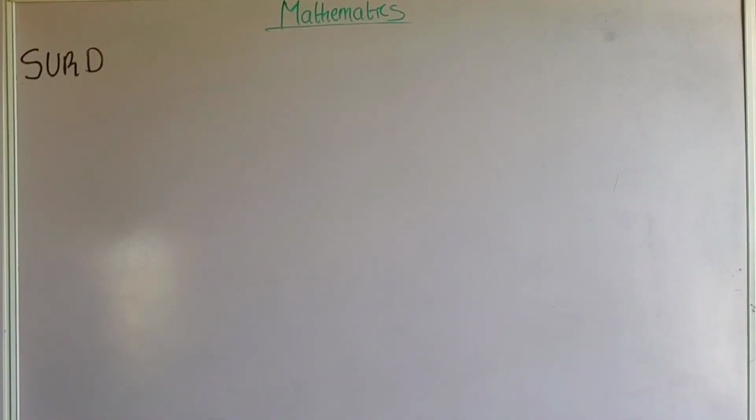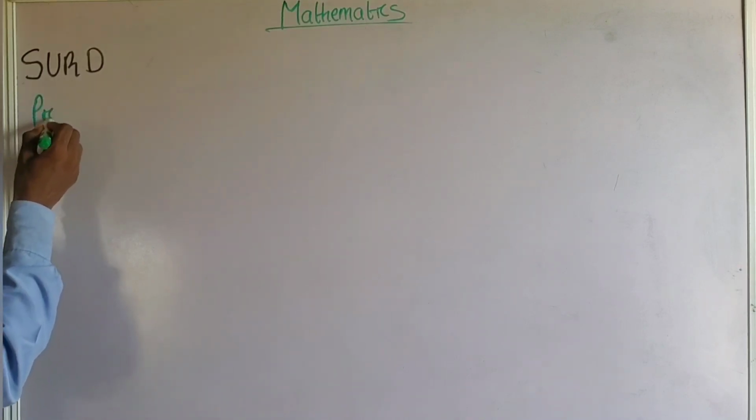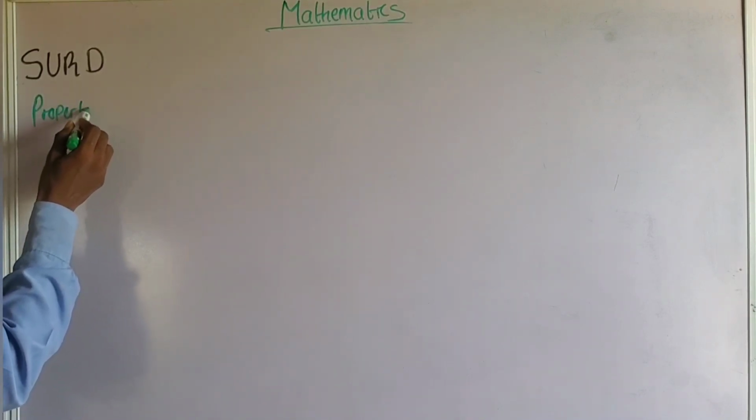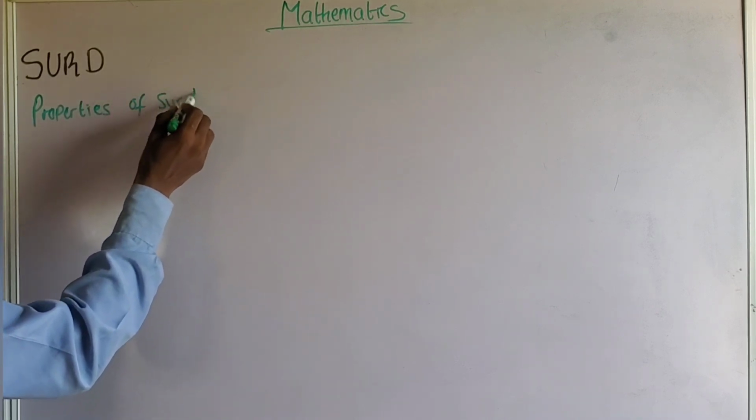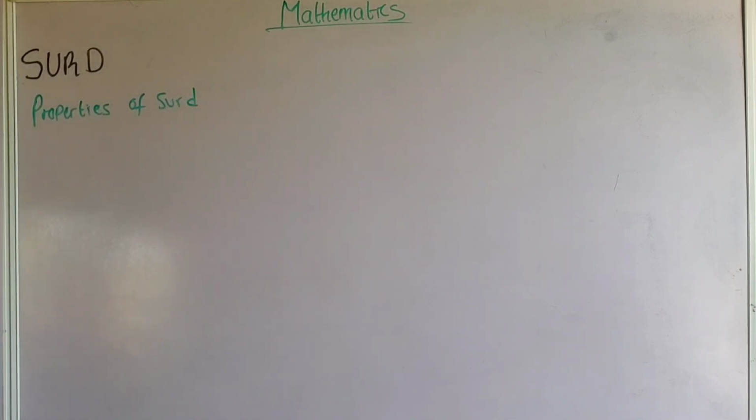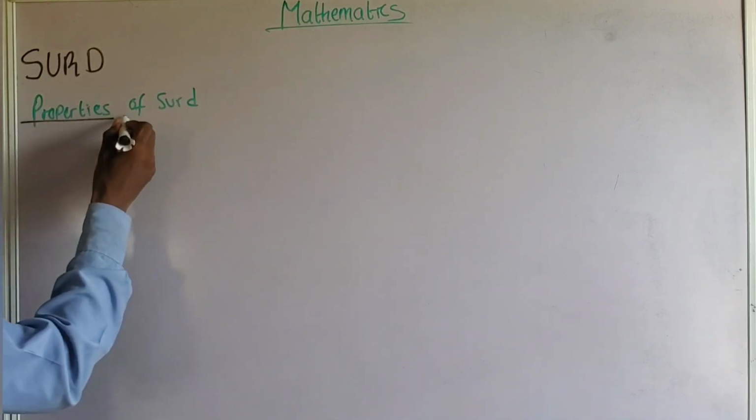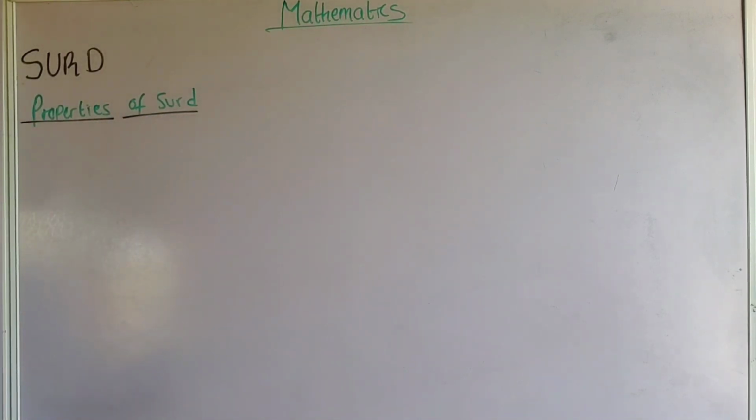Having talked about the types of surd, let us proceed to the properties of surd. Now, the first property, or the first rule that we're going to talk about, is the product rule. When I talk about properties, I'm talking about the rules. There are rules that guide surds, and understanding the rules is crucial to understanding the topic.